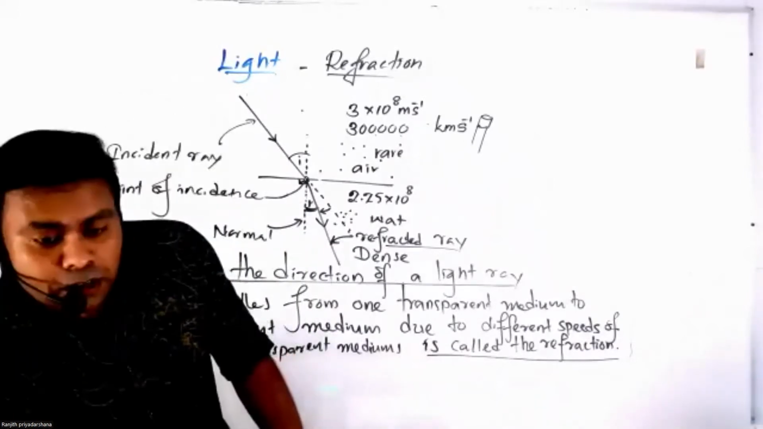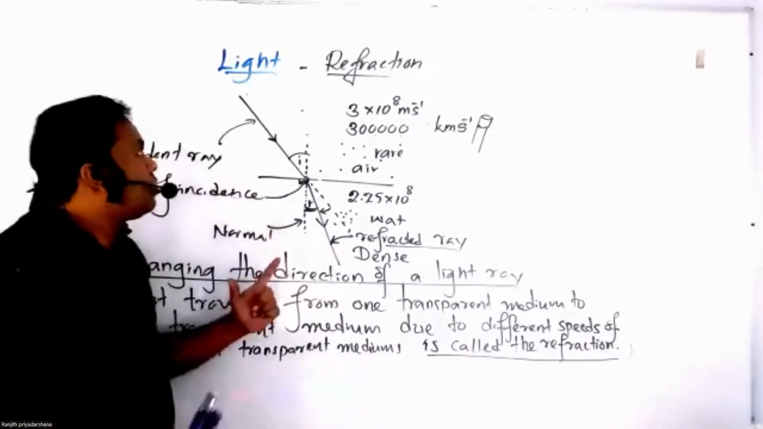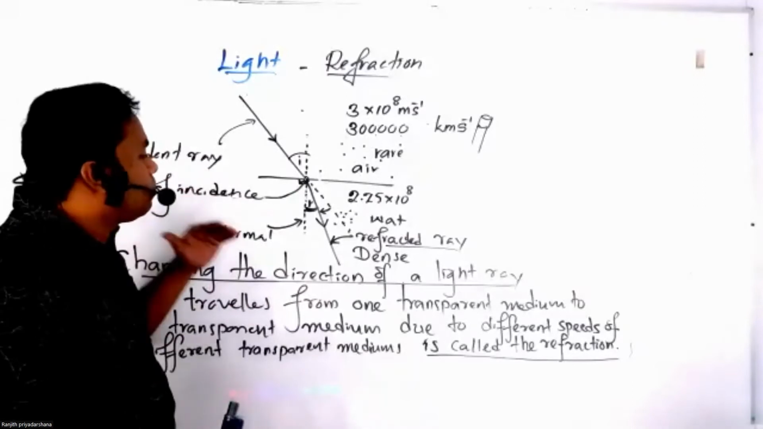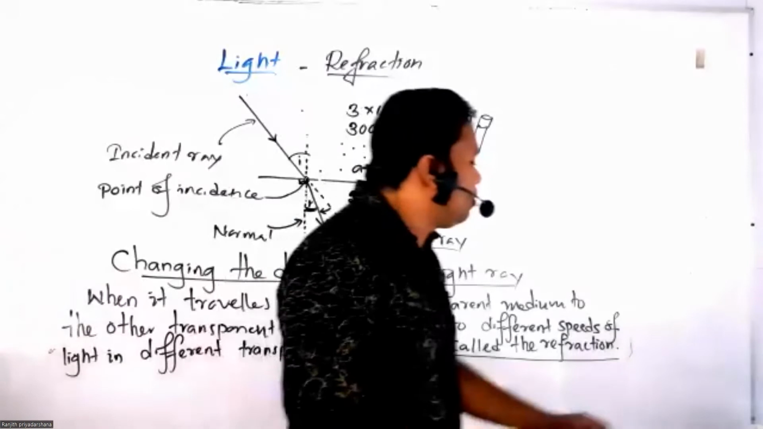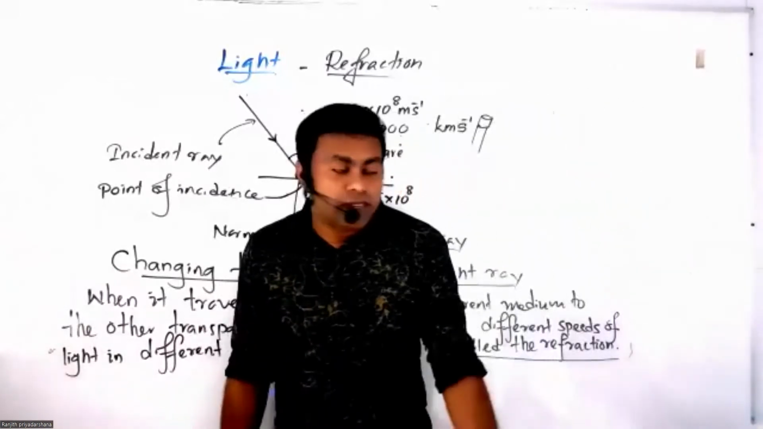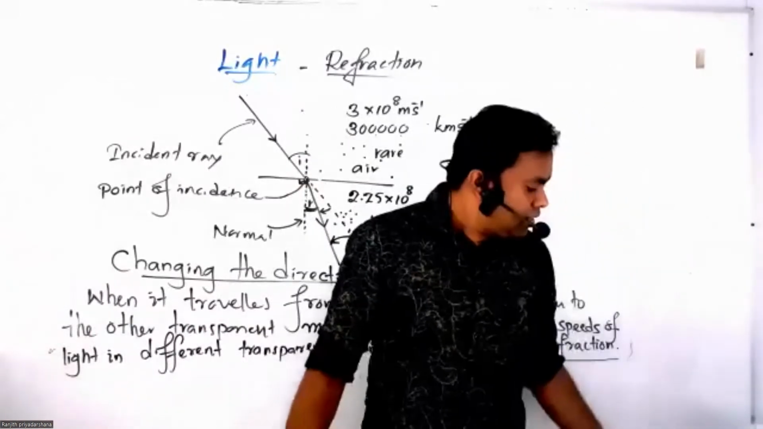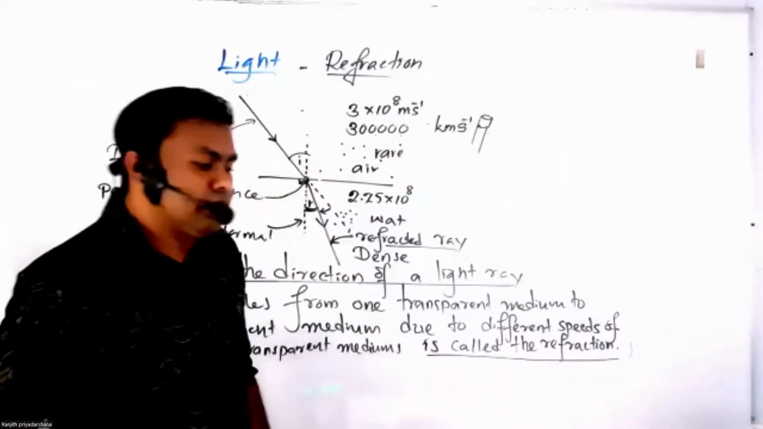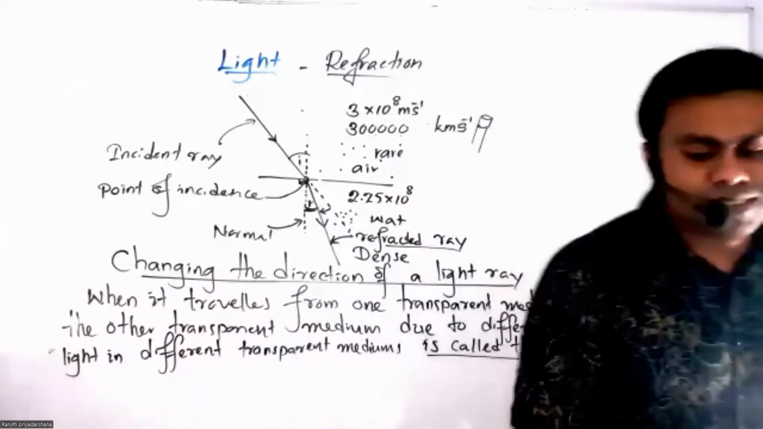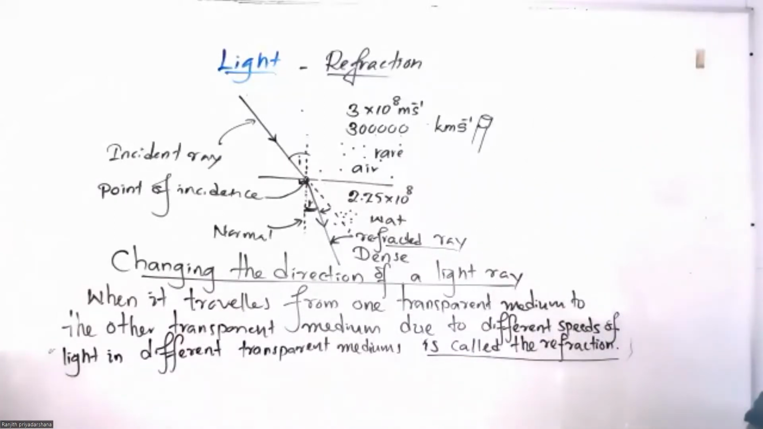Now let's apply this law of refraction and this behavior of light to a convex lens. Don't erase the board. Yes, I'm also writing the definition.